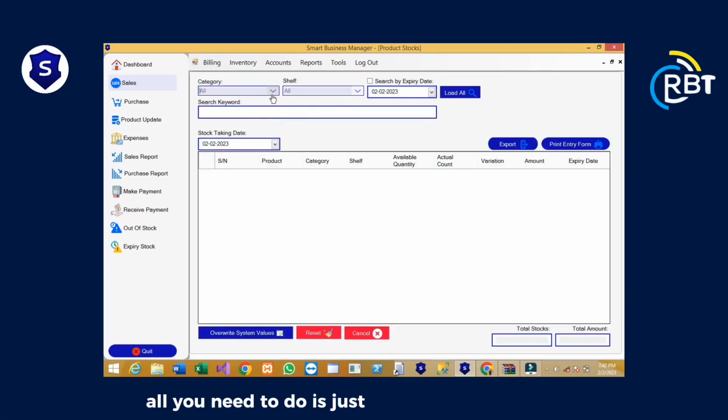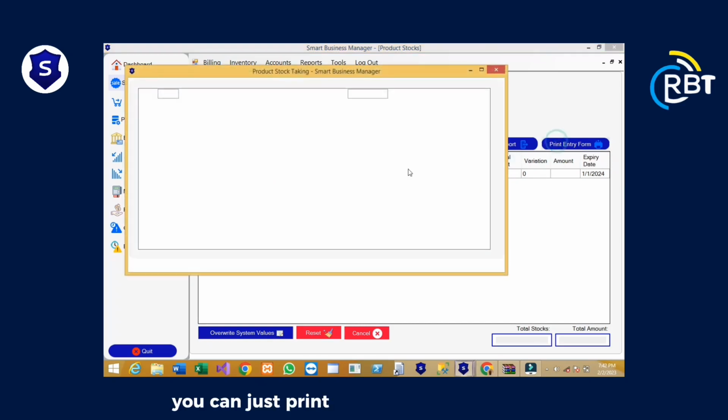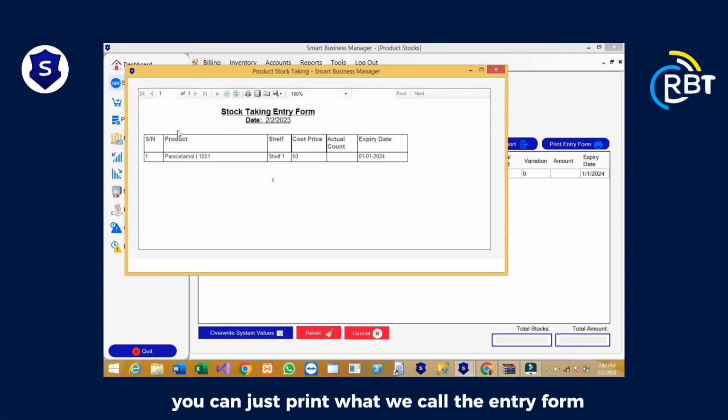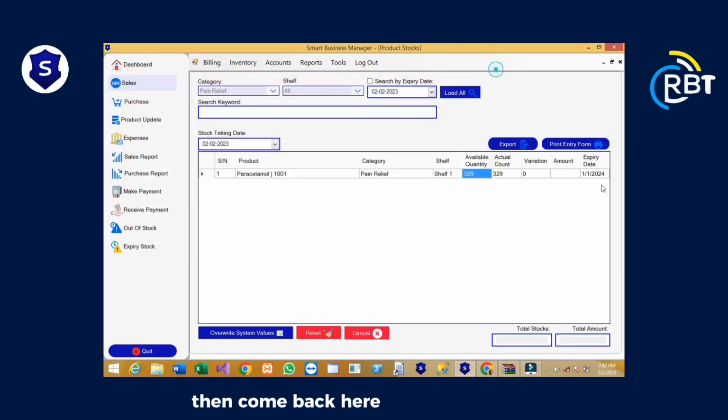So if you just take your stock, it's going to be very easy. All you need to do is select a category you want, right? And the products under it come out. You come here, you see the actual quantity, you see the available quantity in your system. You can just print what we call the entry form. This form you're going to use to go and count physically, then come back here and input all of that. And once you are done, you override.